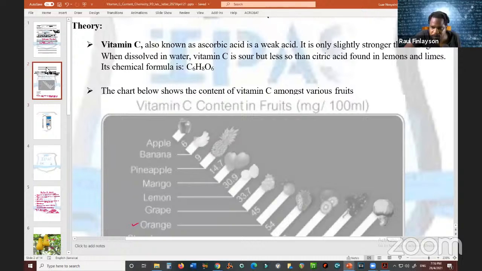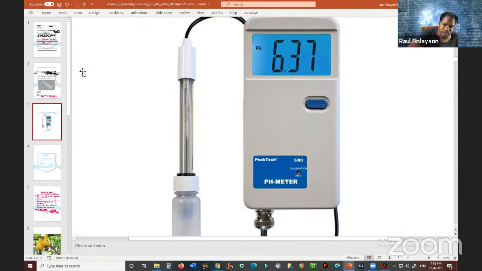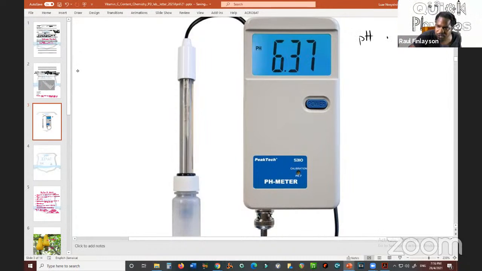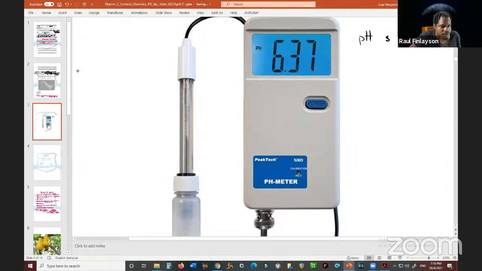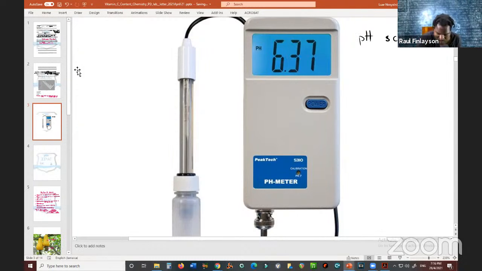So let's go back to this then. If you're not using the pH meter, the alternative is to actually use an indicator. Now, there are advantages to using the indicator sometimes, because the indicator, first of all, gives you a more visible result.